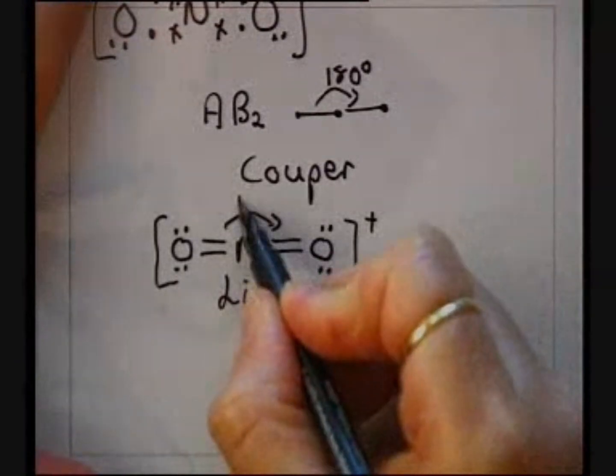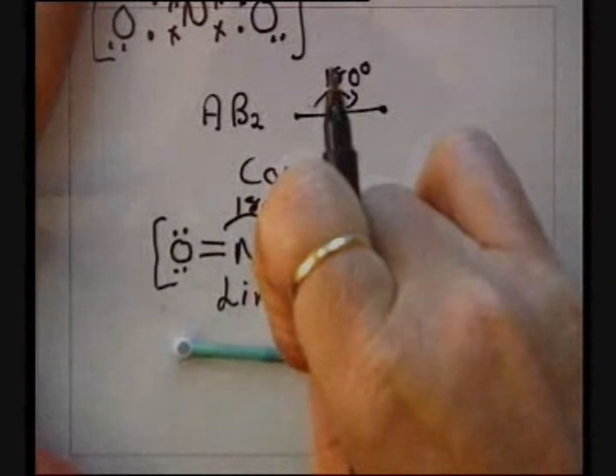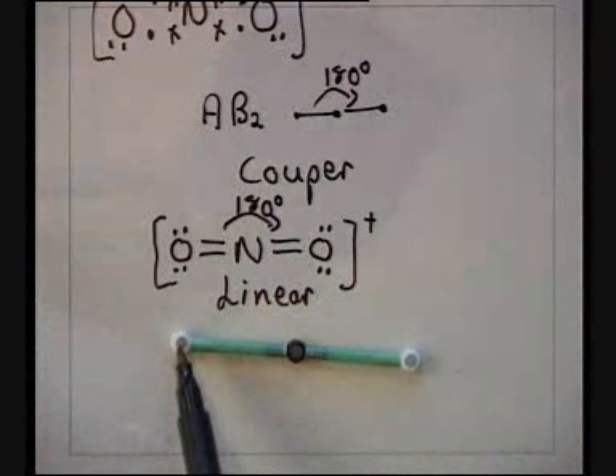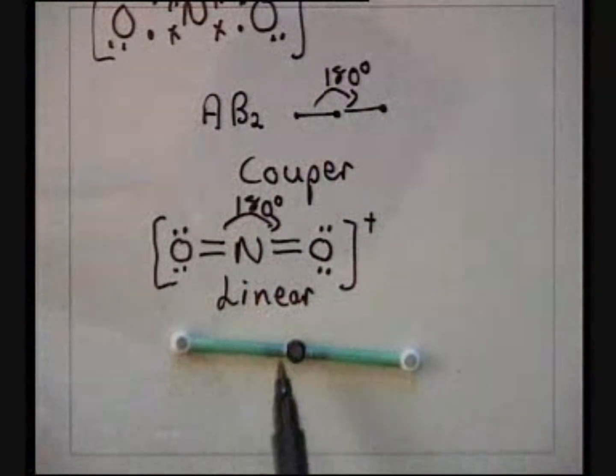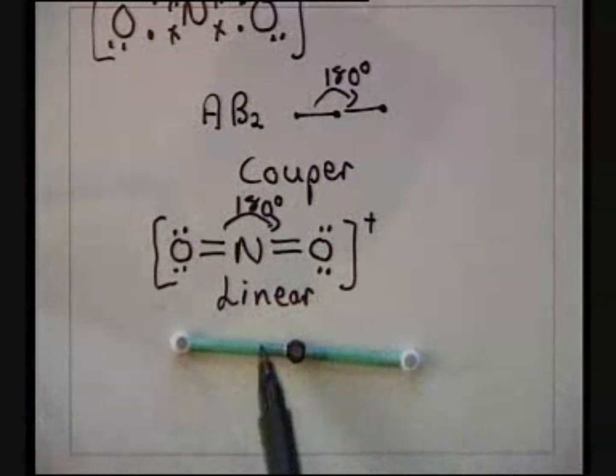We indicate the expected bond angle. If we then look at the molecular structure, the linear structure is described by atomic nucleus oxygen moving to nitrogen atomic nucleus, to atomic nucleus oxygen here, linear geometry, bond angle 180 degrees.